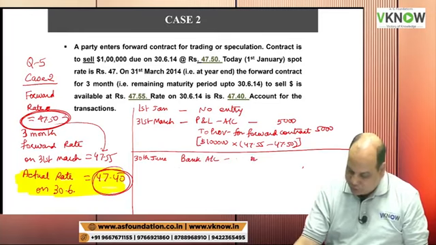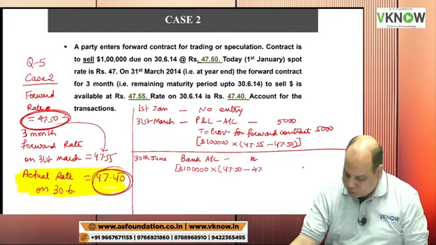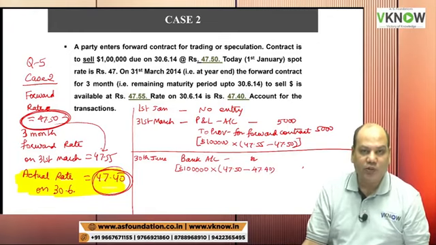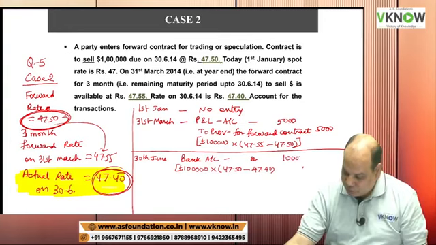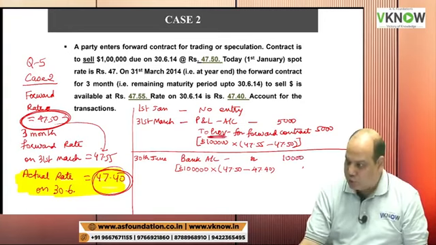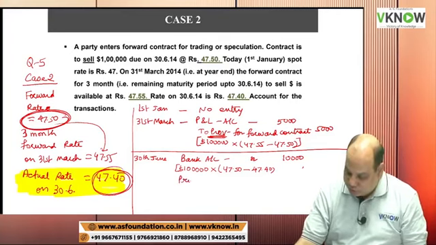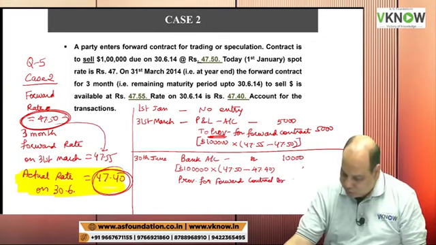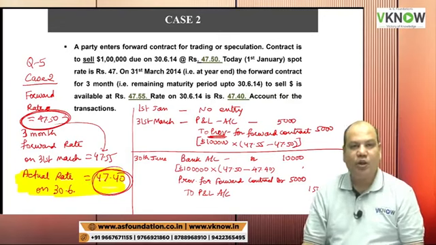Bank account debit. This time I will receive dollar 1 lakh into the difference between 47.50 and 47.40. So in the ultimate analysis, I will earn 10,000 rupees. Then I have created a provision account. Provision account reverse. Provision for forward contract, reverse it and close it, 5,000, to P&L account 15,000.